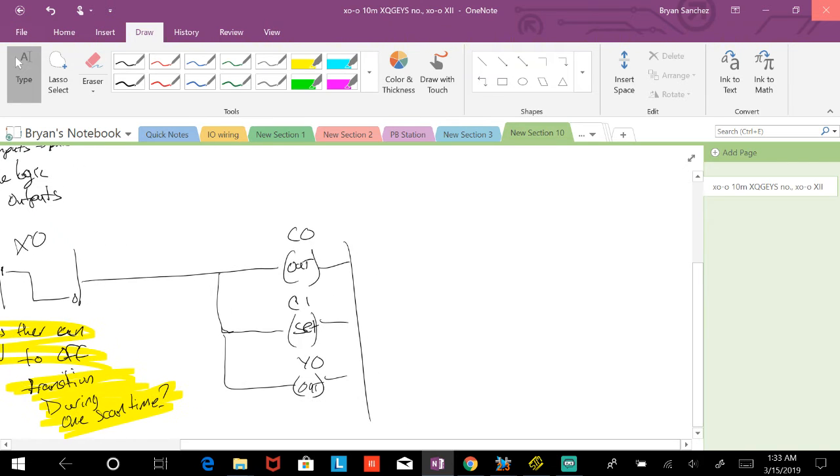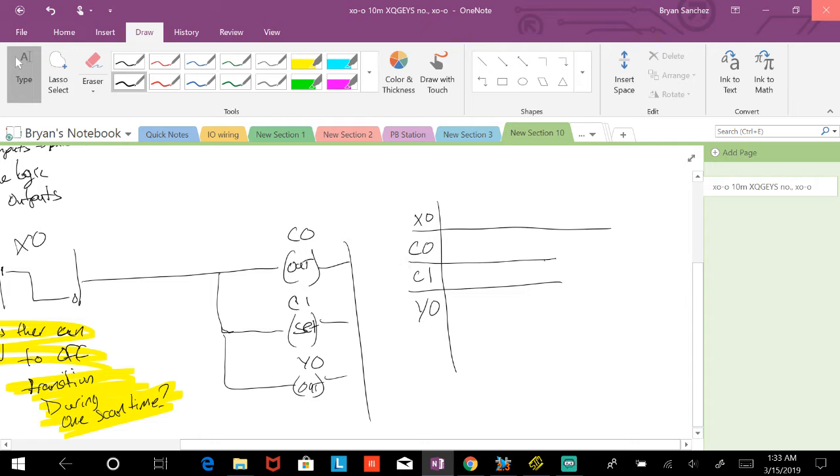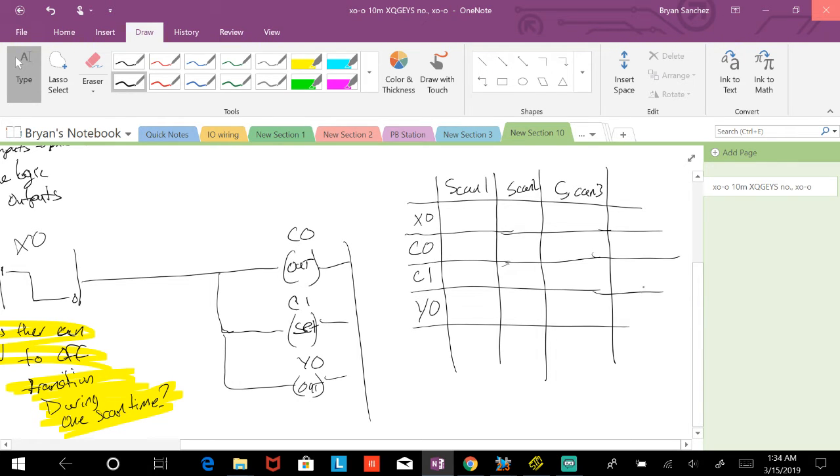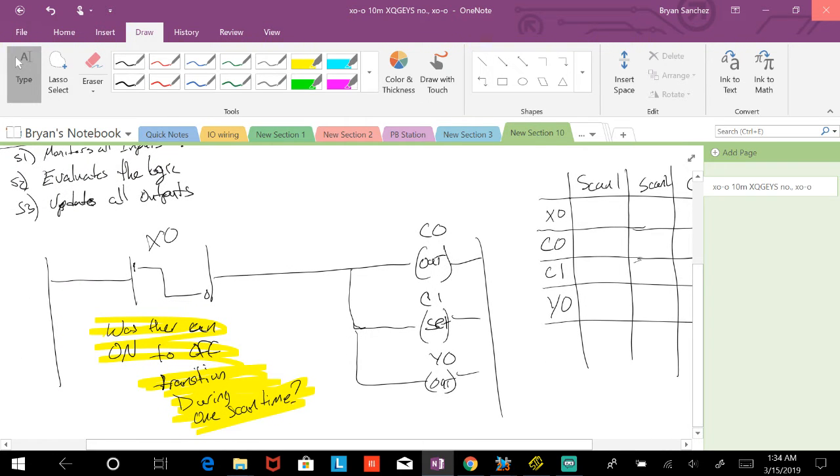So, going again to our table. X0, C0, C0, C1, and Y0. Scan 1, scan 2, scan 3, keeps going from scan to scan. So initially, X equals 0. In fact, let's put it to 1. X equals 1.